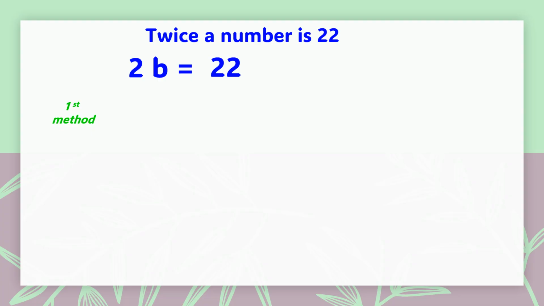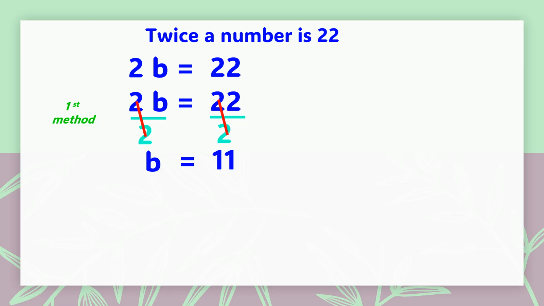First method, 2b is equal to 22. 2 into b, multiplication. For multiplication, the opposite operation is division. That is divide by 2, and on the right hand side also by 2. The 2s get cancelled. 2 ones, 2 11s. That is b is equal to 11, our answer.